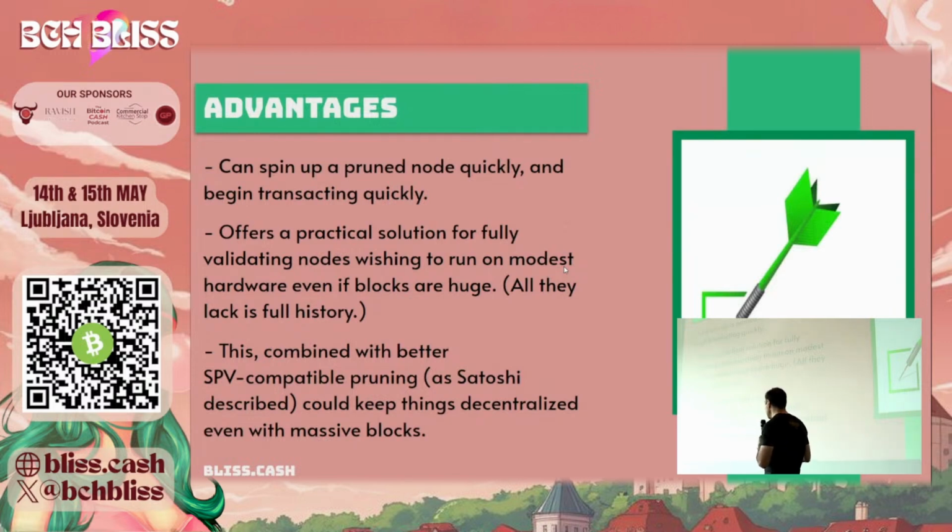And then if you combine that with better SPV compatible pruning, which Satoshi talked about in the white paper but hasn't been implemented yet, you have an excellent scaling strategy for BCH. If the whole blockchain is terabytes and terabytes, but most people don't need the full history, and for them the burden is just to download 50 gigabytes and they're done, or whatever, that would be nice. And if you could still do SPV with that, that'd be even better.